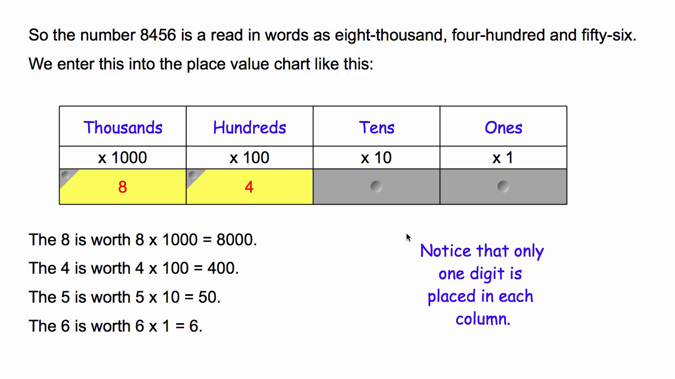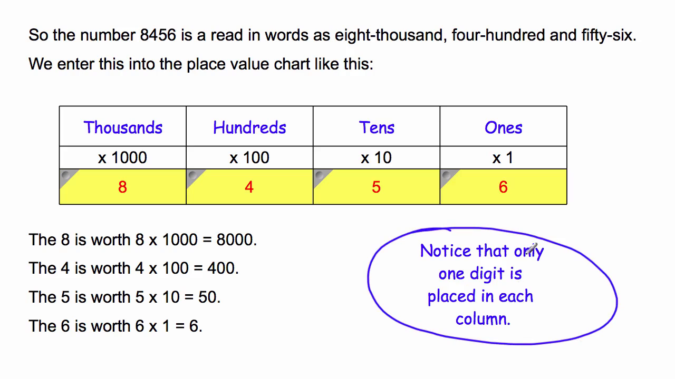Now 56, 50 is broken up into the 5 there. 5 times 10 is 50. And the 6 in the ones is worth 6, because 6 lots of 1 is 6. And there's our number, 8,456. One of the important things that you'll notice is that only one digit can be placed in each of the columns. Notice there's only one digit in each of the columns.